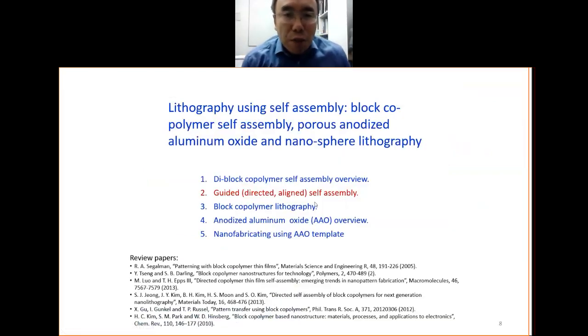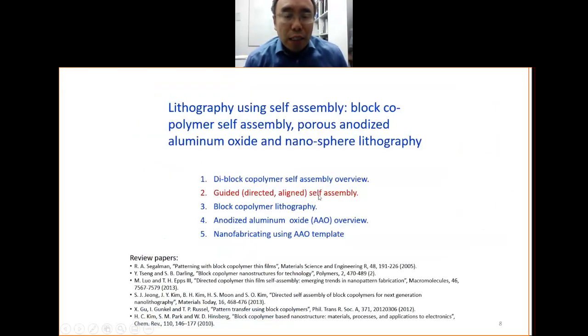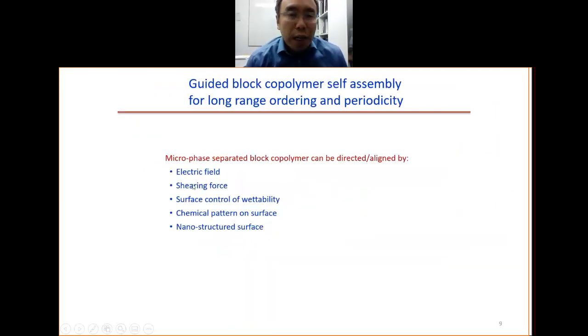So when we do the lithography, we want the pattern to be directed or guided. This one is a random pattern, but we want it to be guided. How to get the pattern? There are many ways. One is that we can use electrical field, shearing force, surface control of the wettability, chemical pattern, nanostructure surface. So we will look at the nanostructure surface first.